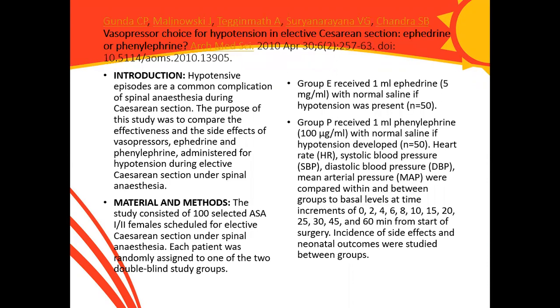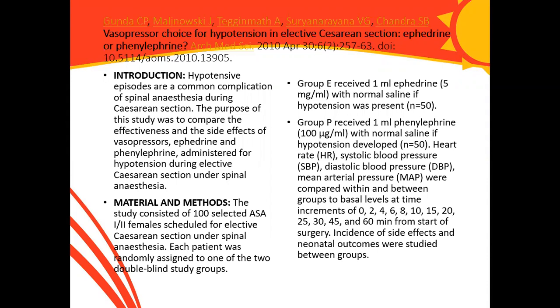All right, there's this study that compared ephedrine and phenylephrine as agents of choice for hypotension in elective cesarean section. This was authored by Gonda C.P. et al. In this study, they selected 100 ASA 1 or 2 females who were scheduled for elective cesarean section under spinal anesthesia. Each patient was randomly assigned to 2 double-blind study groups. Double-blind study groups again come into play. I hope we have read around it.